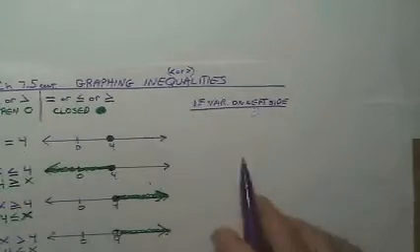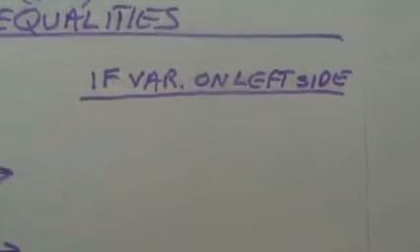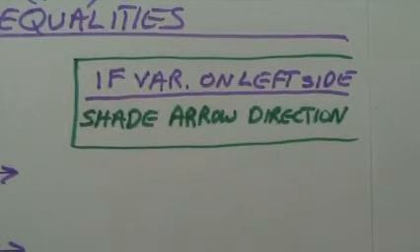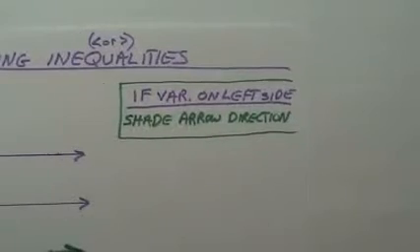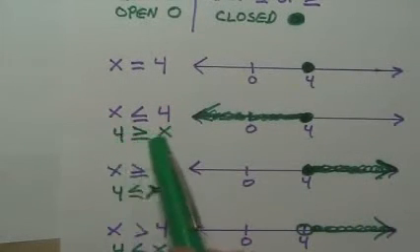Okay, I'm going to make a quick note on the top right-hand corner. You may want to do the same. If the variable is on the left side, shade arrow direction. As long as the variable is on the left side, shade the direction of the arrow. And that is why in the examples, if it's on the left, shade that direction. If it's on the right, you have to shade the opposite direction. You have to go the other way.